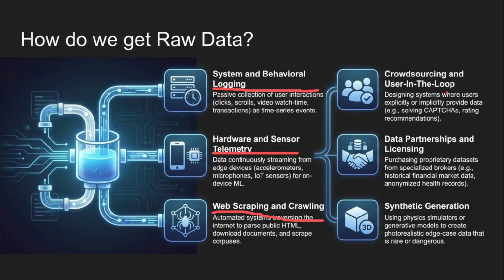Crowdsourcing and user in the loop. If there is no way to get data, then we can design a system where users explicitly or implicitly provide data, like solving captchas or rating recommendations. You might have seen on Netflix, we can like or dislike a recommendation, based on which it will improve the recommendation engine. And data partnerships and licensing. We can purchase data sets from specialized brokers, like historical financial market data or anonymized health records, which are not directly available to us in the market.